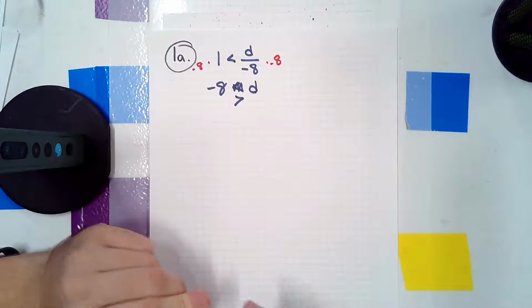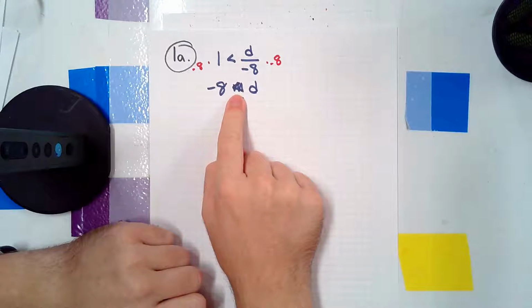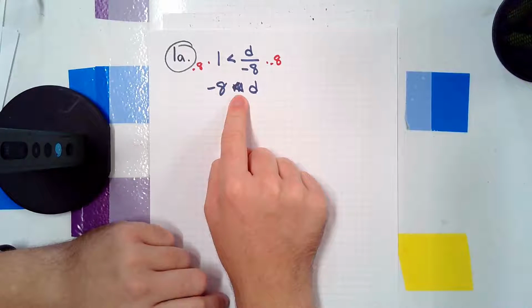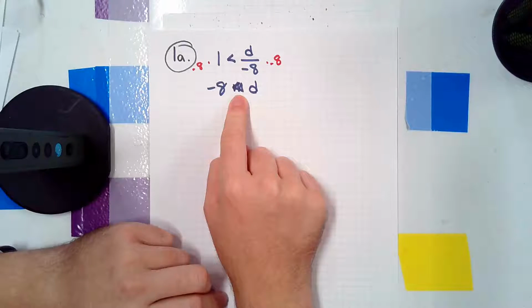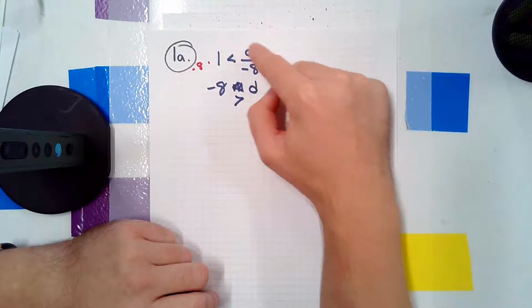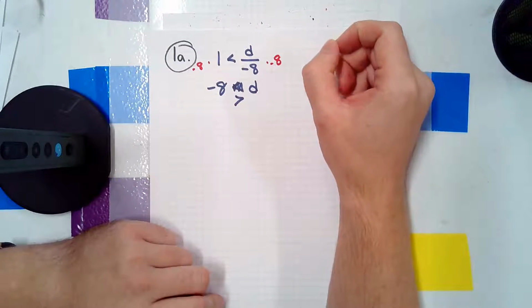Change the sign. If we didn't, it would give us a false statement, right? That said before that D is greater than negative 8. Now, let's pick a number that's greater than negative 8. How about 0? 0 is bigger than negative 8, right? So if I plug that in up here in the original problem, I get 0 over negative 8, which is just 0. Is 0 greater than 1? No, so it gives us a false statement, right?